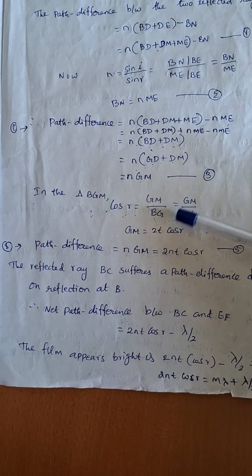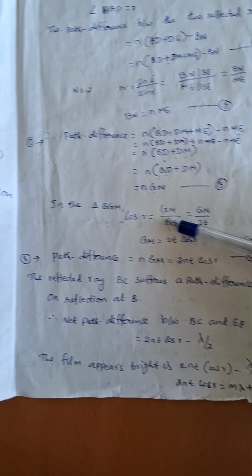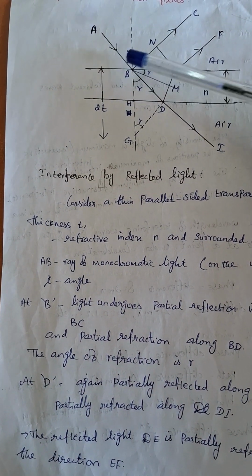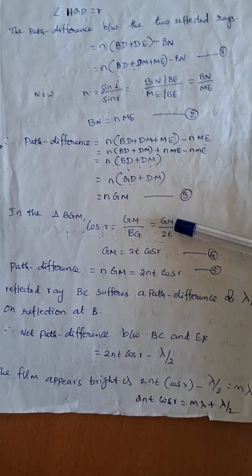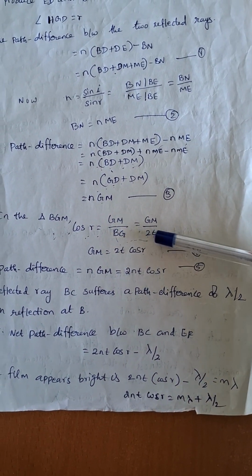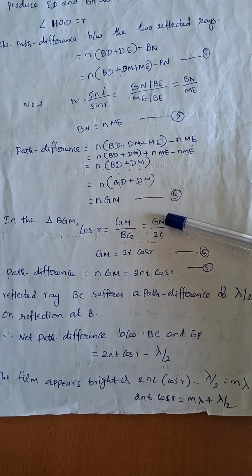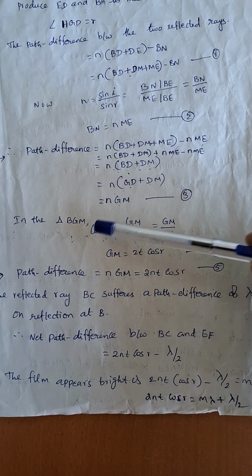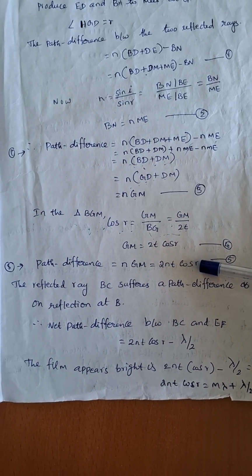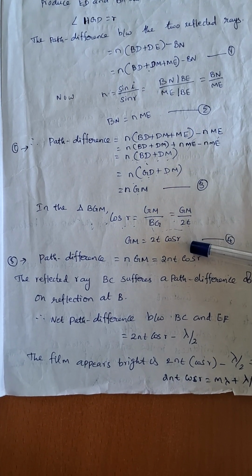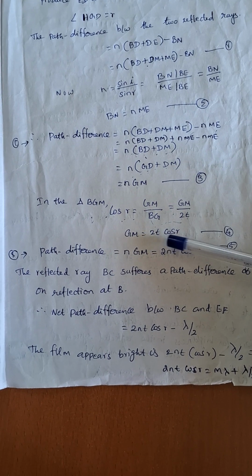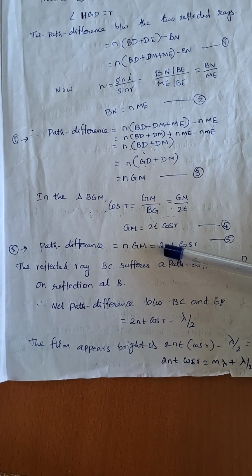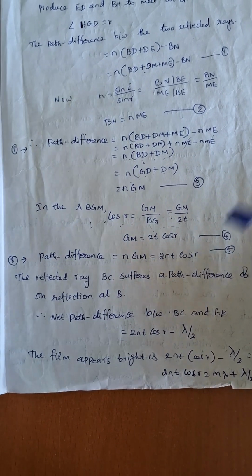In the triangle BGM, cos r equals GM by BG, and BG is 2t. Substituting, GM equals 2t cos r. Then from equation 3, path difference equals mu into GM. Instead of GM we write 2t cos r, so the path difference can be written as 2 mu t cos r.